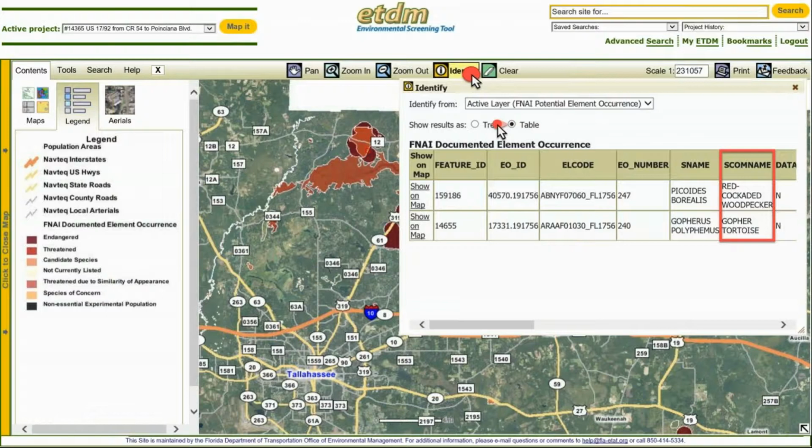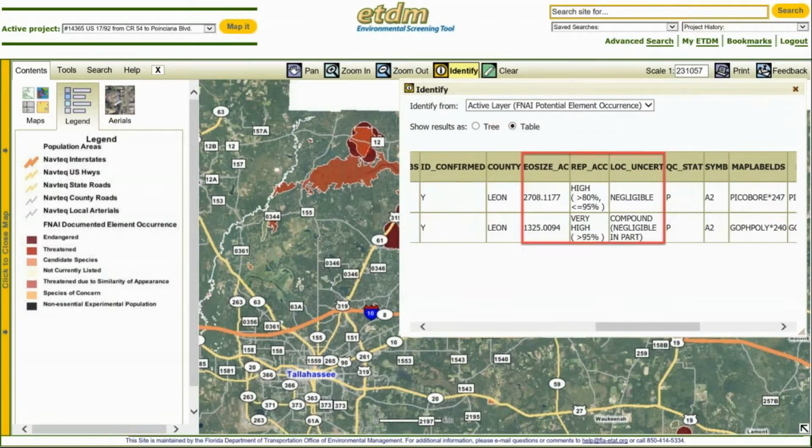Under the common name, you can see that the polygons represent the occurrence data points for red-cockaded woodpeckers and gopher tortoises, which isn't surprising because if you're familiar with this area, this is right around the Tall Timbers Research Station. Other informative data can be found in this table, such as the representational accuracy and the locational uncertainty, and it also gives the element occurrence size.